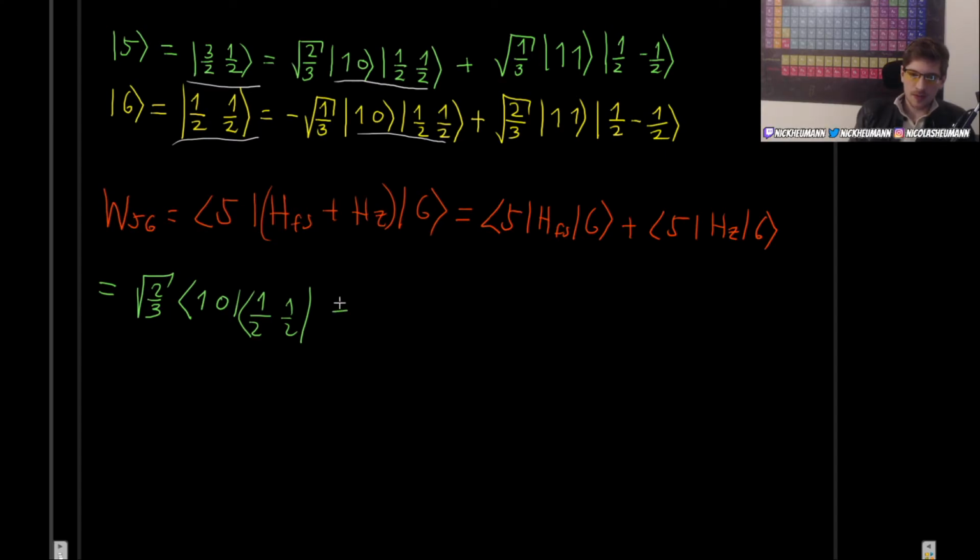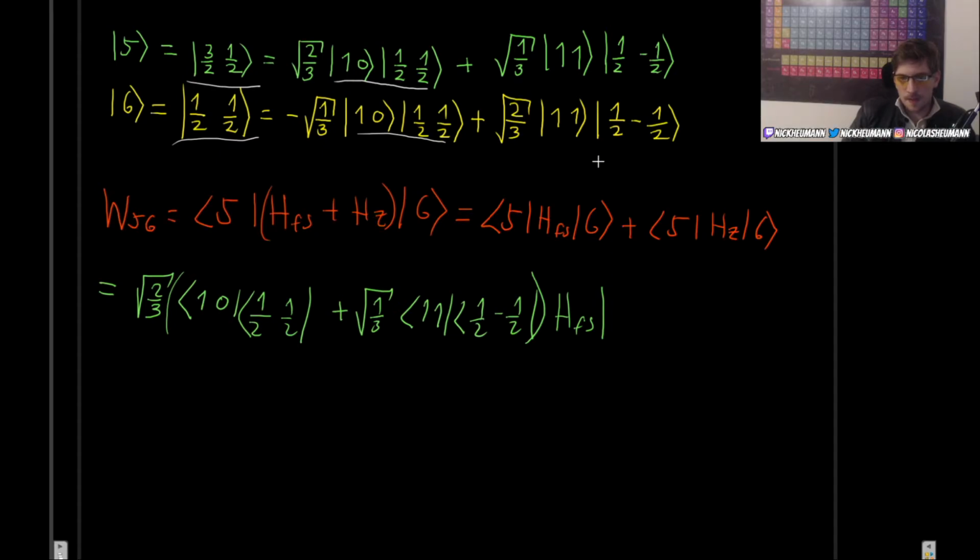Then we have plus square root of 1 over 3, 1, 1, 1 half, minus 1 half. And then comes, actually, now I have to write a lot more, I think. Well, it doesn't matter. Then we have a fine structure Hamiltonian times square root of 1 over 3. So actually, if we are multiplying by square root of 1 over 3, it means that the 3 downstairs will be 3 squared. So we get rid of the square root. So this is actually square root of 2 over 3.